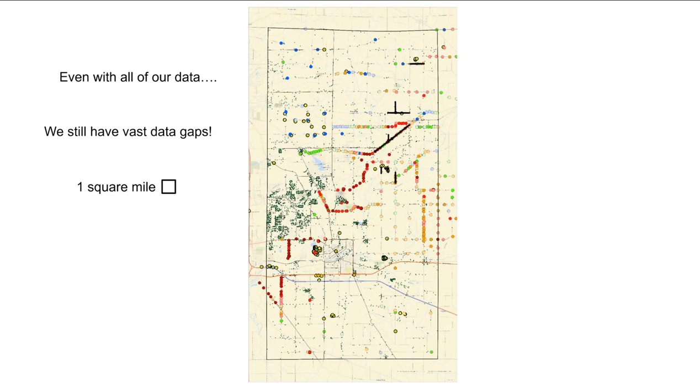But with all those data, we still have these huge data gaps. Basically, everywhere you see yellow, we don't have data. We just don't for the subsurface. I mean, I started drawing these boxes and I could draw those boxes forever. So what do we try to do about that?